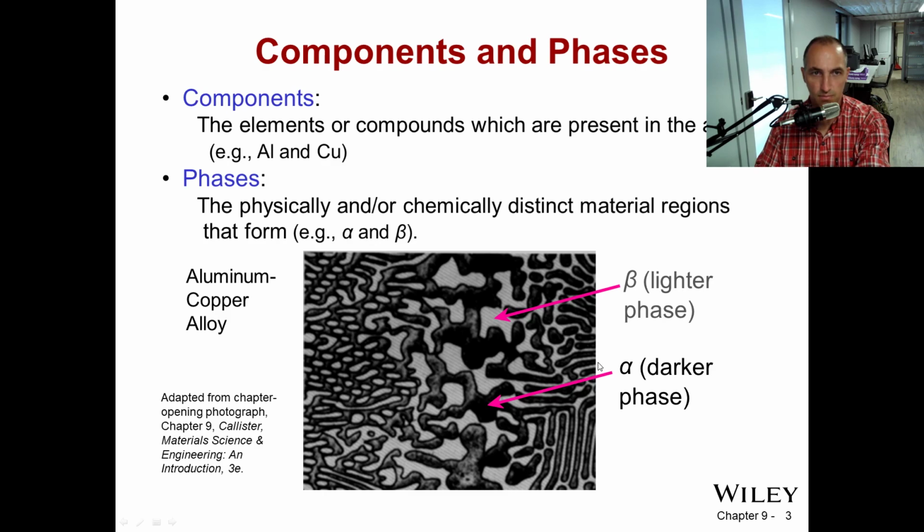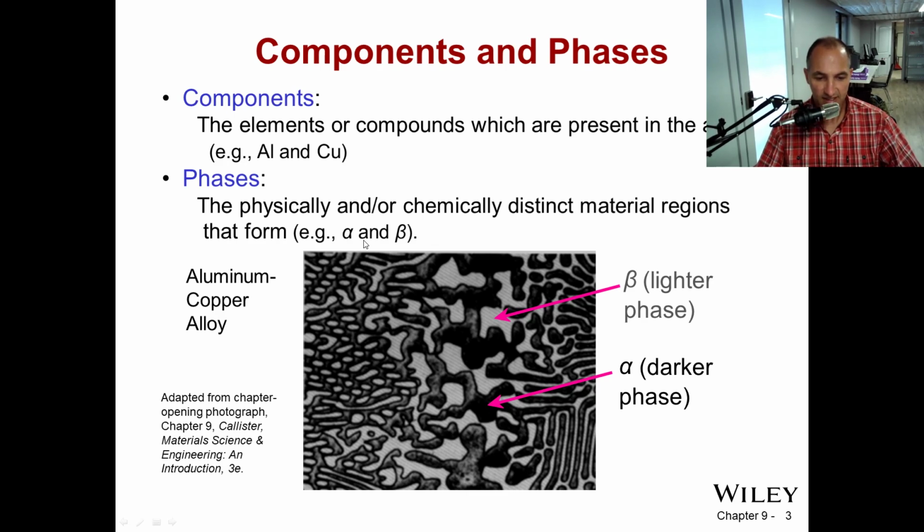So, components and phases. This is just terminology now. Components are the elements or the compounds which are present in the alloy. So, aluminum and copper are components in this system. Now, the phases that are present, these are the physically and or chemically distinct material regions that form. In this example, this aluminum copper alloy, the phases are alpha and beta.